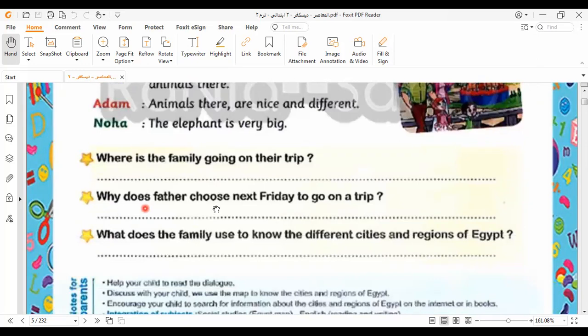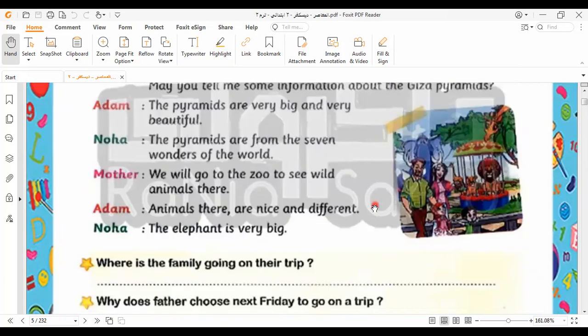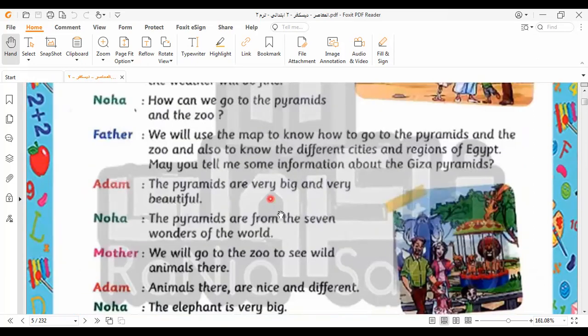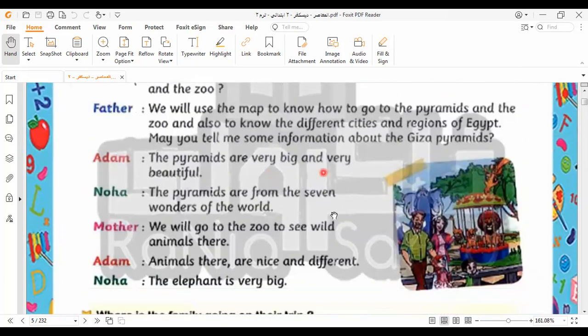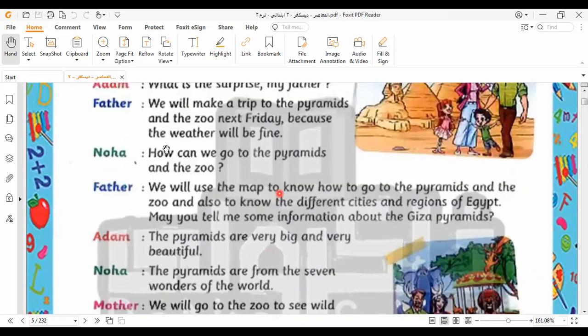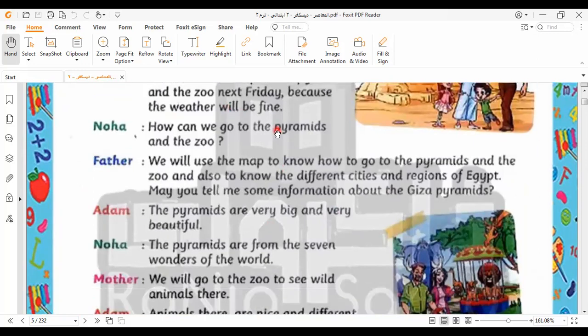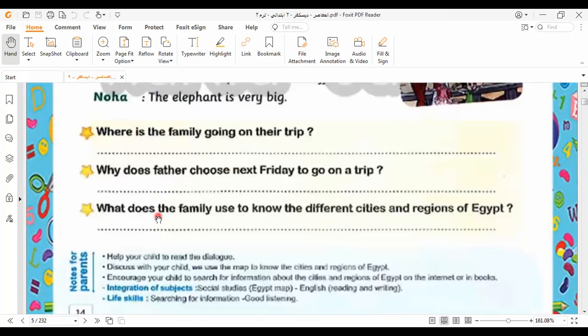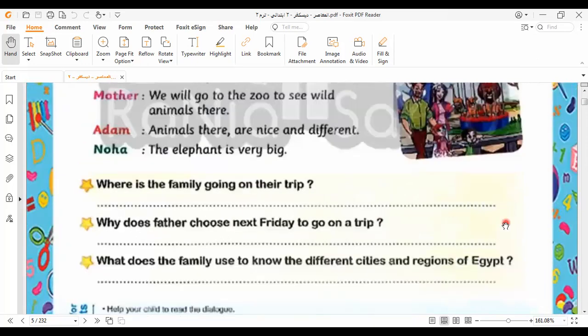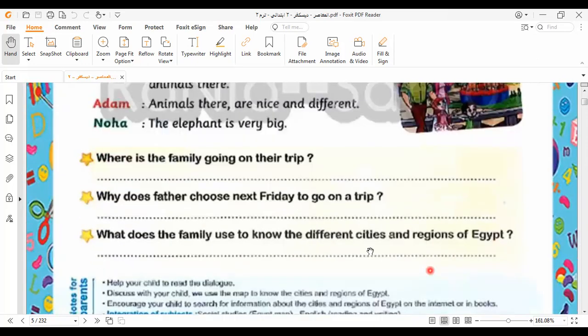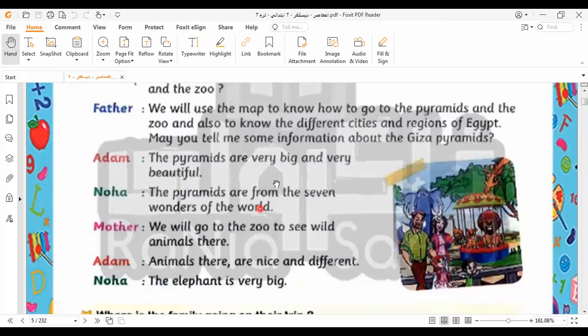Why does father choose that Friday to go to the pyramids? Because the weather will be fine. Another question: what does the family use to know the different cities and regions of Egypt? The family uses the map. Okay, the map. Here is the map.